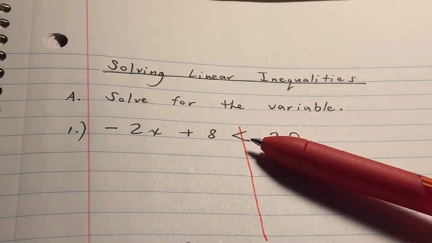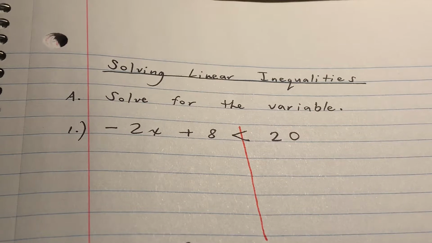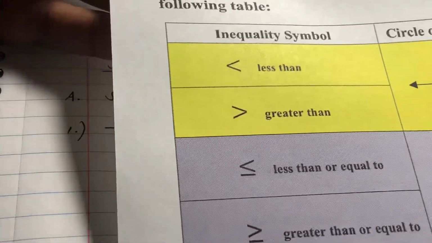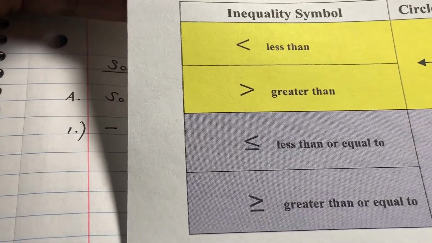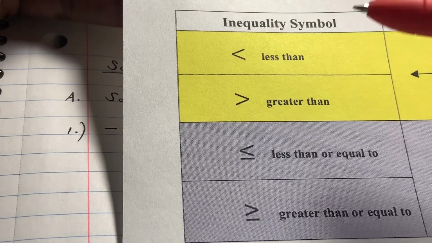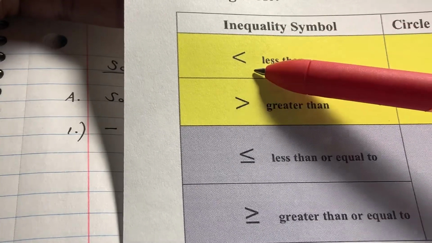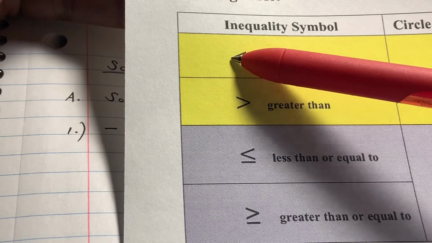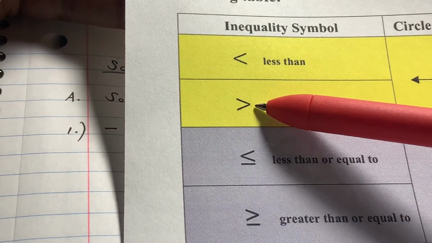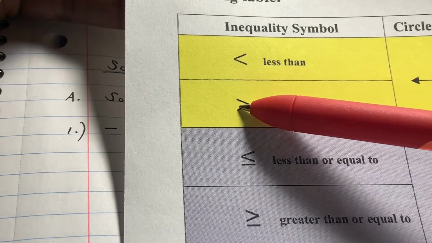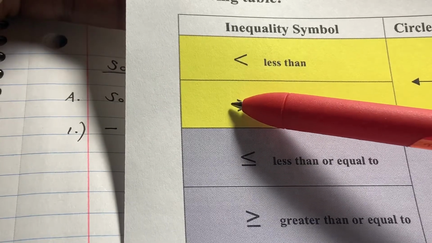And there are 4 of them. Let's talk about that really quick before we move on. So there are 4 inequality symbols, and here they are, okay? We have less than, which looks like that. Okay, notice the arrow is pointing to the left. Greater than, in this case, there's an open mouth open to the left.